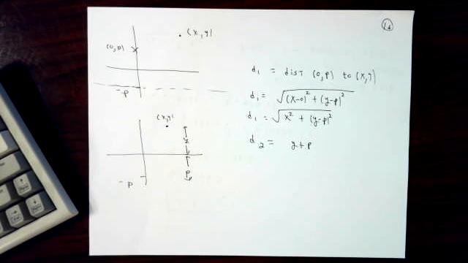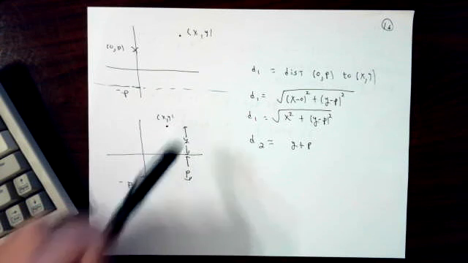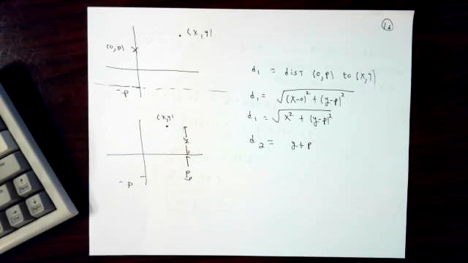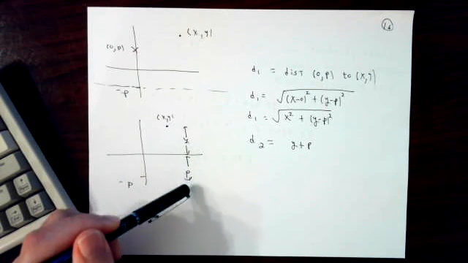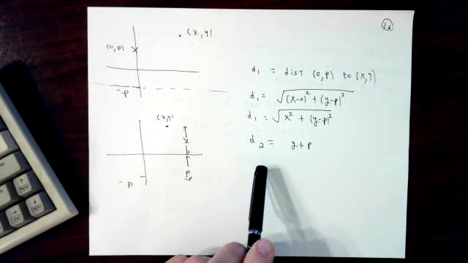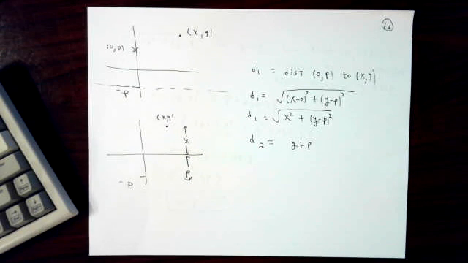D2 is actually easier than that. This distance is y, and I have to have the vertical distance from the x-axis to the line whose equation is y equals -p. Distances are not negative, so I'm going to have p more units of distance. So D2 is just y plus p. The parabola is going to be determined by D1 equals D2.